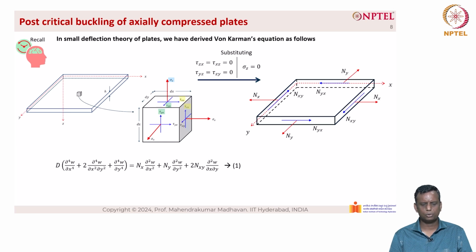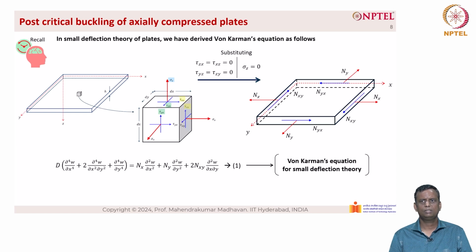Nx into ∂²w/∂x² plus Ny into ∂²w/∂y² plus 2 Nxy into ∂²w/∂x∂y, which is the von Karman's equation derived for small deflection analysis of plates. Here D is the flexural rigidity of the plate, which is E h cubed divided by 12 into 1 minus mu squared.